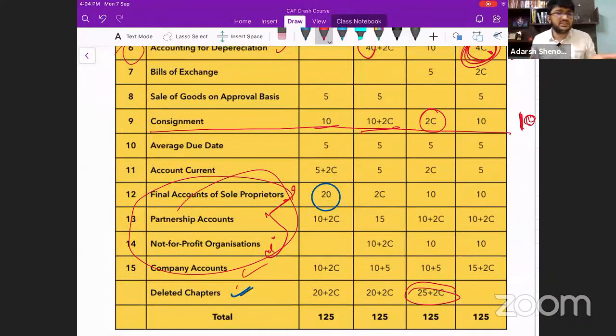Company accounts are also easy marks to score again, if you know about forfeiture, about reissue, it's easy. Journal entries, you can pass them. Around 15 marks questions can be expected from this particular chapter, company accounts. That also you will get in the class only.